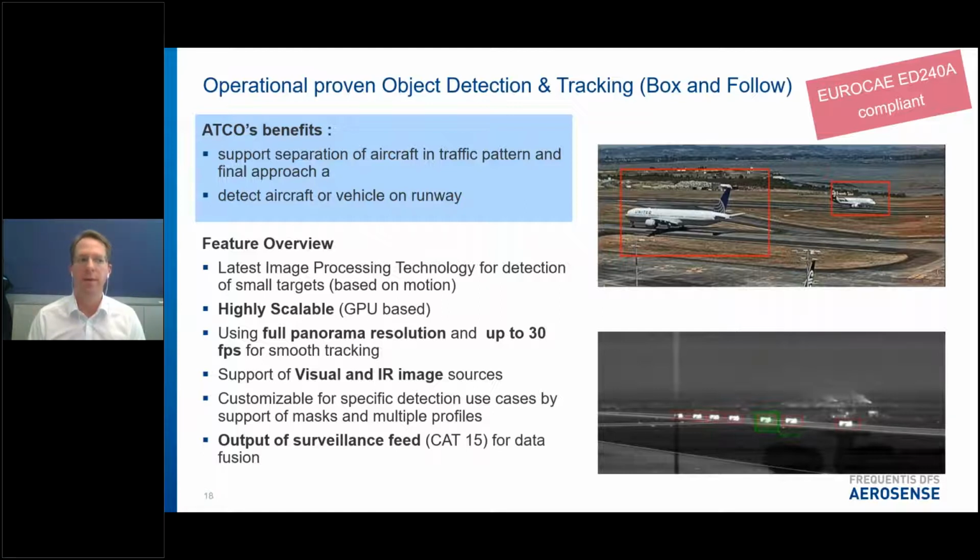Also, this box and follow function is not only fed by visual sensors, but also by infrared sensors. So in Germany, we have infrared sensors in place, which enhance the view during night and bad weather conditions. You can see a photograph in the lower right corner of what the controller sees during night, where he normally doesn't see anything with the visual sensors. In combination with this box and follow system, the safety level is increased compared to a traditional operation in a tower. Next slide, please.